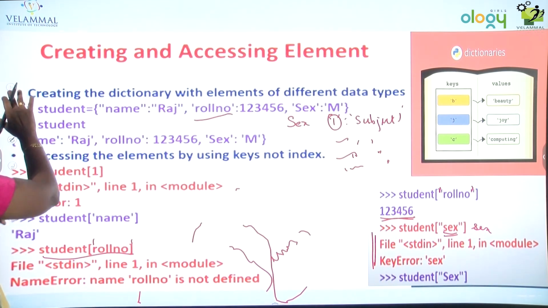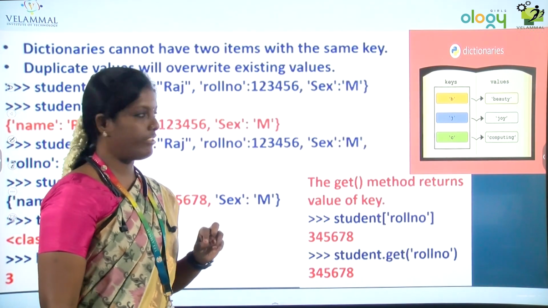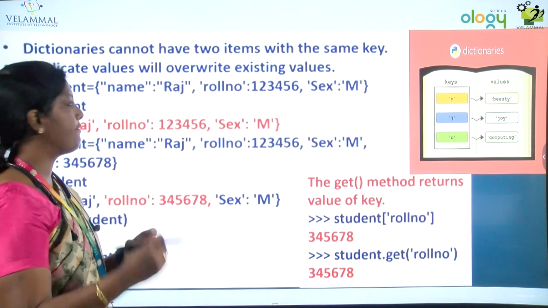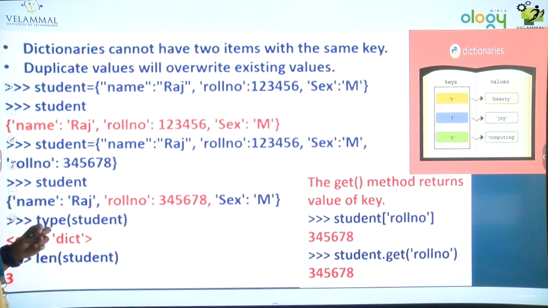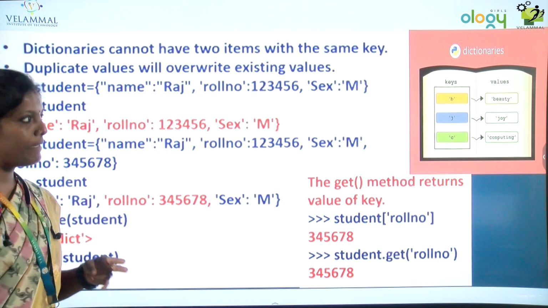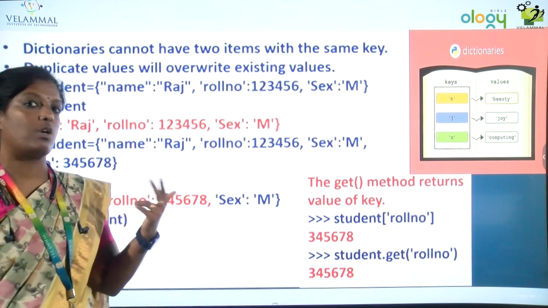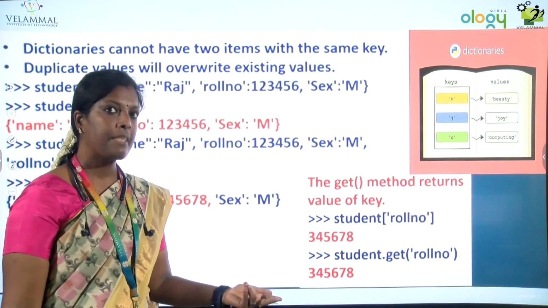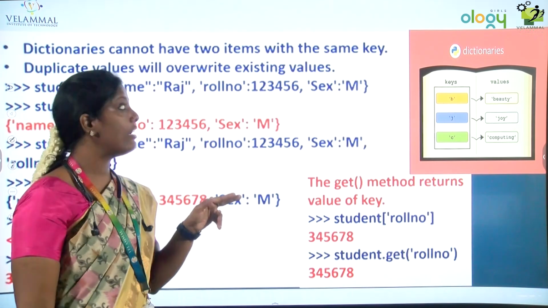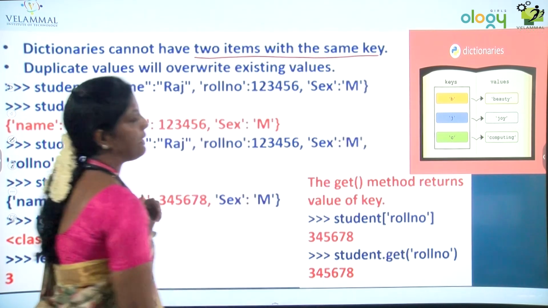Right. This is how we are supposed to create the dictionaries. So now we'll move a little further to know more information about dictionaries. Dictionaries cannot have two items with the same key. That means if you are having name as a key in a student dictionary, there you cannot have name again. It will duplicate the values. So no two items will have the same key.